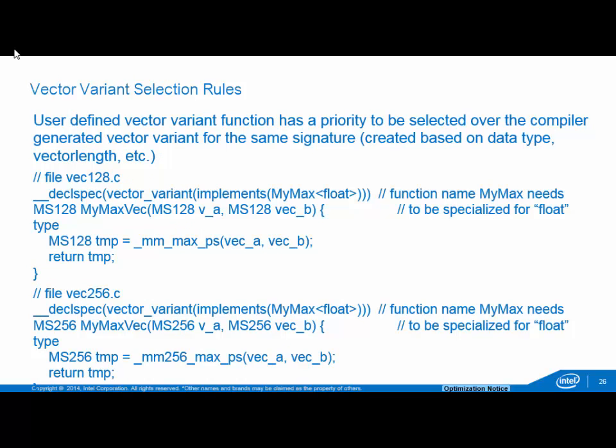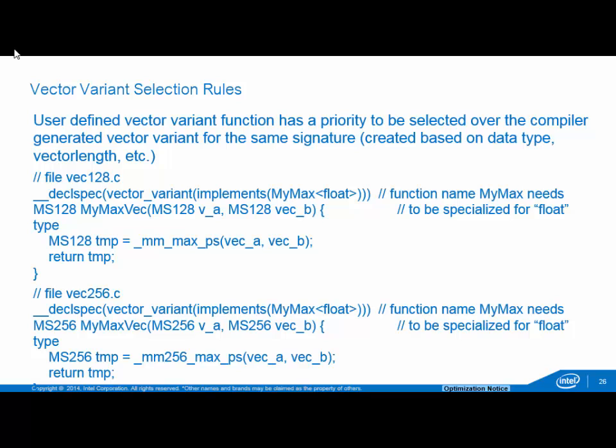So basically that's what I already mentioned. The selecting rule is when the compiler has two versions of the vector function, one is user defined and one is compiler generated, the compiler picks the user-defined one over the compiler generated one. We trust the programmer more.